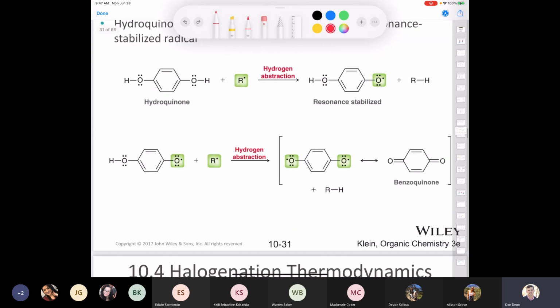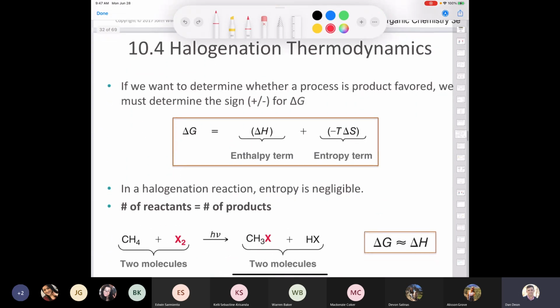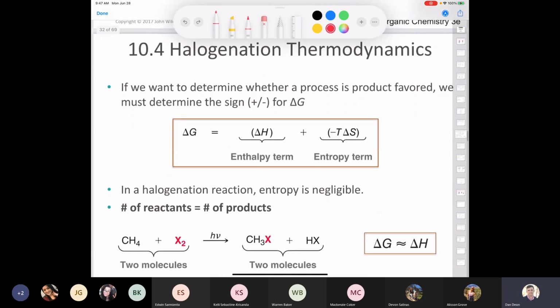Now I want to talk to you about halogenation thermodynamics, okay? I promise that if you follow along with me here, this section is very reasonable.